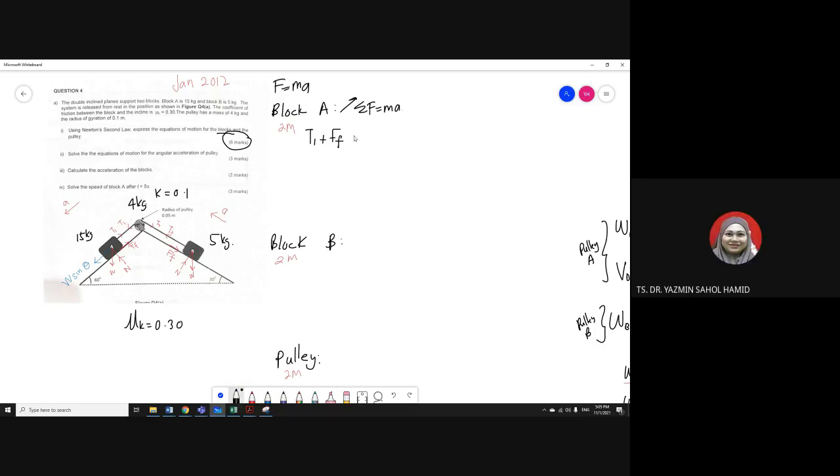Yes. Okay, so it will be negative W sine theta equals to... Since we assume our direction to be positive going up and our acceleration is going down, that's why you have a negative ma here. If we simplify this again, T1, now friction is what? Mu kN, minus mg sine 60 equals to negative ma.